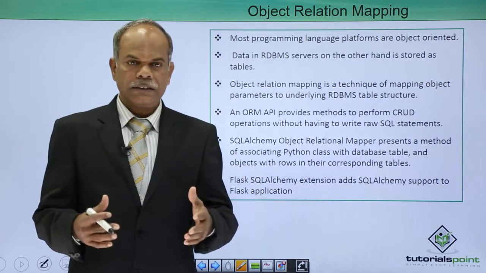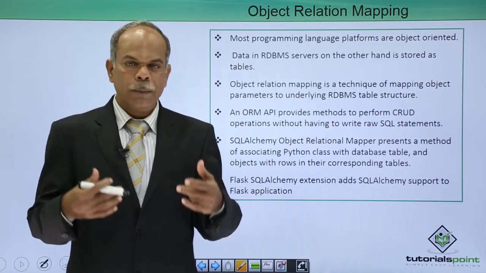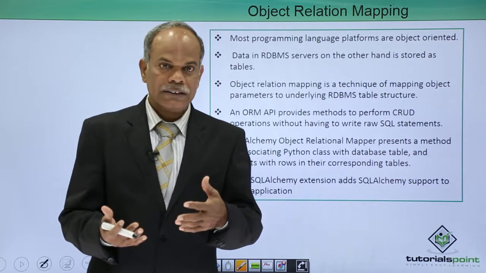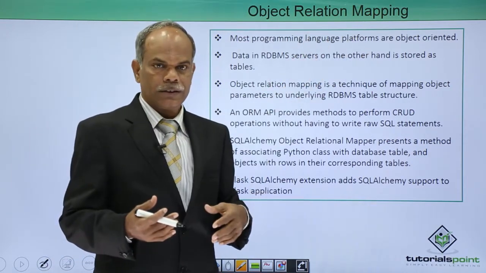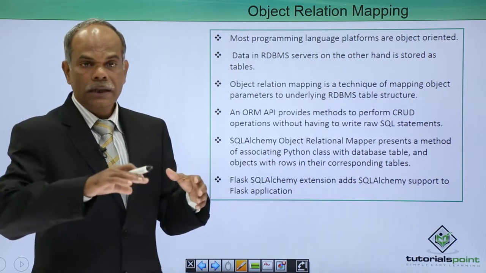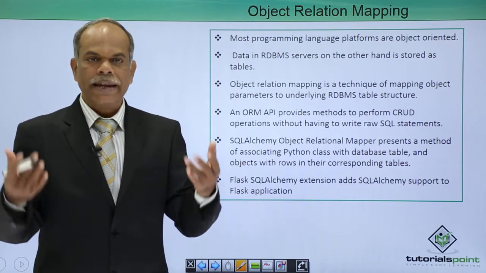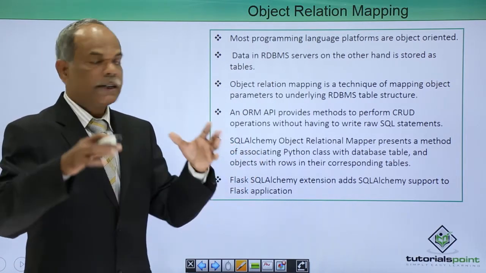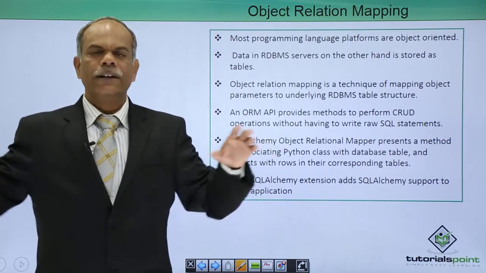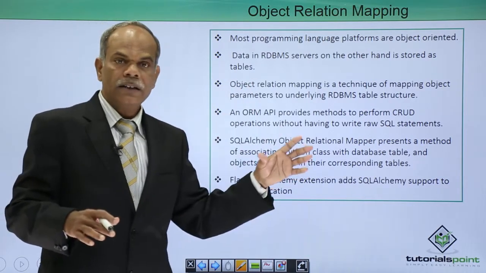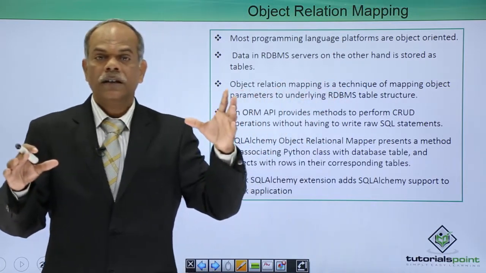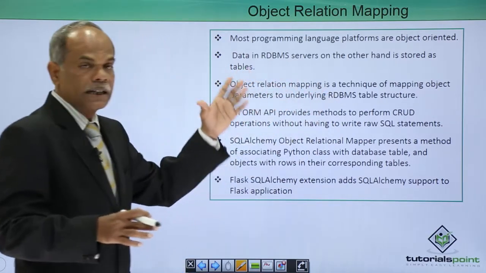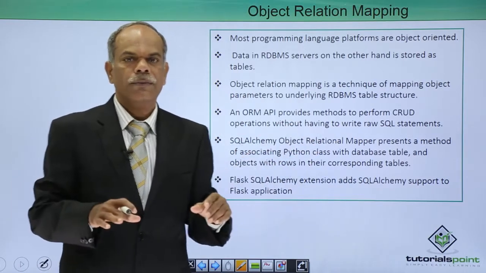Most programming languages, especially very popular ones like Java, Python or the .NET languages, are object oriented in nature. Whereas the database software that you use as a backend to applications written in these languages stores the data in tables, and the tables are sort of flat files. So on one hand, the programming language has classes and is object oriented, and on the other hand, the database server stores data in the form of tables, which are nothing but flat files.